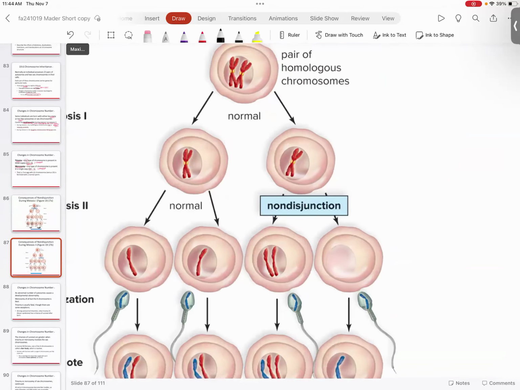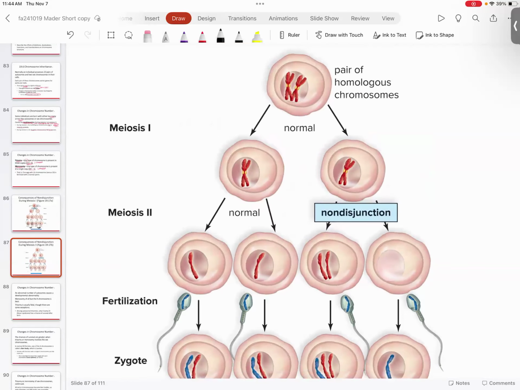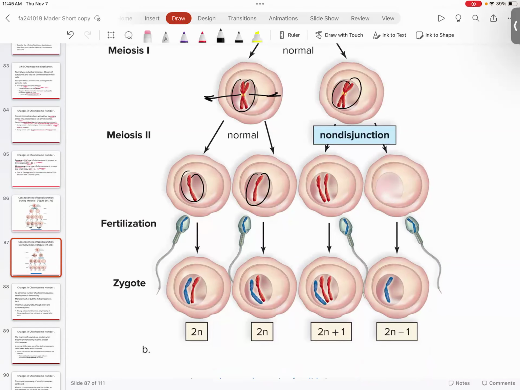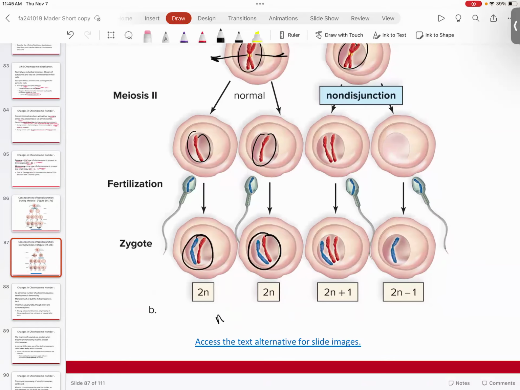Now, what happens in an M2 non-disjunction? Typically the first division goes normally. For instance, your homologs are separated normally to either side. So you can see one over here and one over here. Now, usually one of the 2 non-disjoins. It's rare that both of them do. So let's take a look at the normal pattern. The normal meiosis 2 is going to occur normally. Each sister is going to go to each side, and you're going to get 2 healthy cells with 1 chromosome. When it gets fertilized by the sperm, it has 2 chromosomes like it's supposed to have, and the other one is also going to have 2 chromosomes. This side is going to be normal offspring.